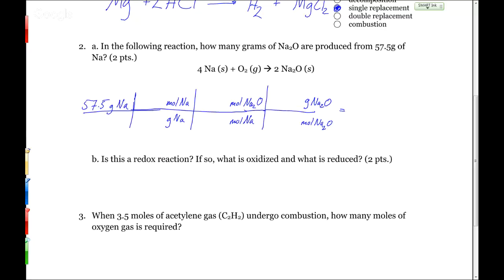Okay, then we just got to fill in our numbers. We get the middle part from the equation, 2 of these to 4 of these. And then the others are the molar masses. So sodium is 23 grams per mole. Sodium oxide, we have 46 plus 35 is 81.5. And then we can calculate that.